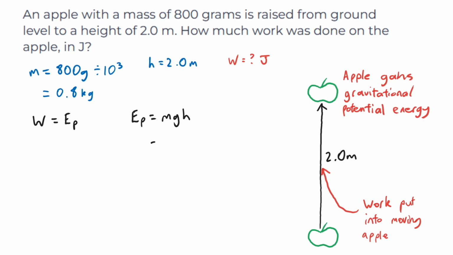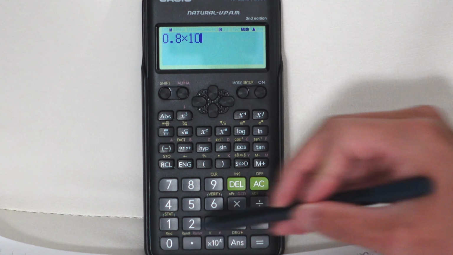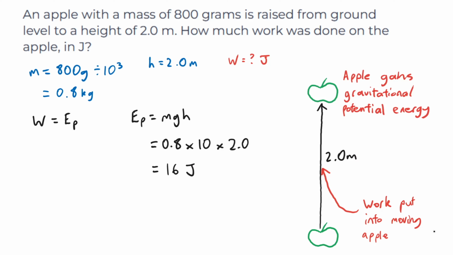Let's substitute our values into the equation. Potential energy equals 0.8 times 10 times 2.0. If we put that into the calculator, then we get an answer of 16 joules.